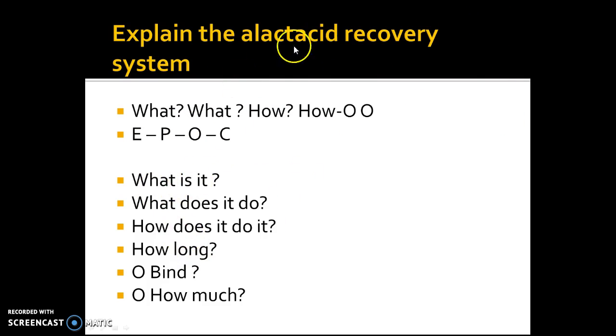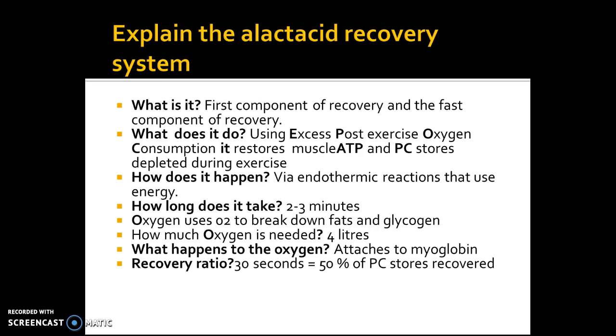Now, what we need to know first of all is what is the alactacid system? Then what does it do? What's the key focus of this EPOC? Then how does it do it? How does it actually take place? What type of reactions? How long does it take? And then what does oxygen bind to in order to allow this to happen? And finally, how much oxygen is required? If you can answer it, what, how, oh, oxygen bind with, oxygen how much, then we might be able to get somewhere near answering this. Now also you could talk about ratios.